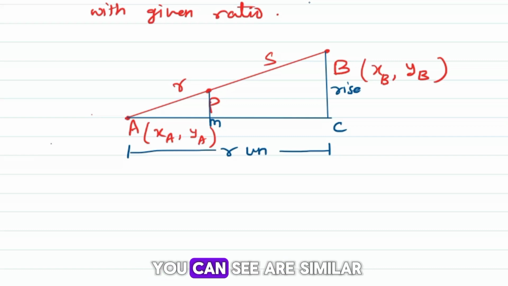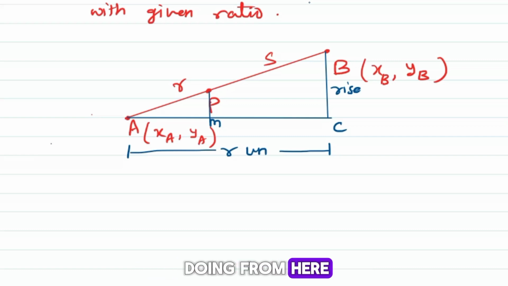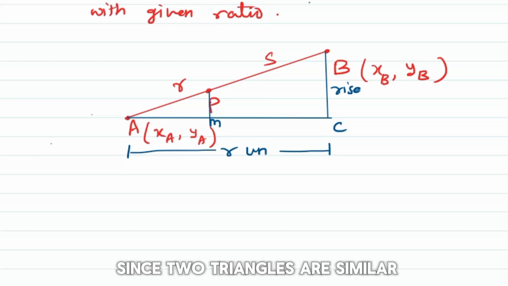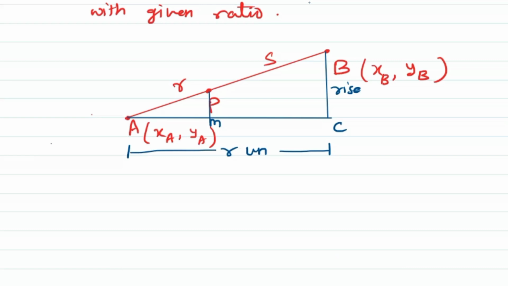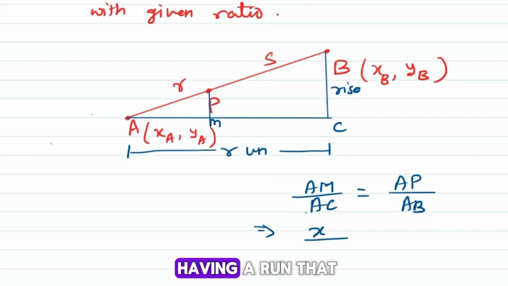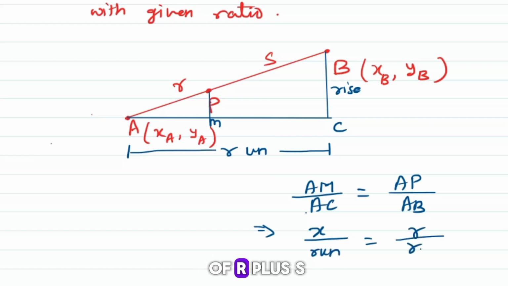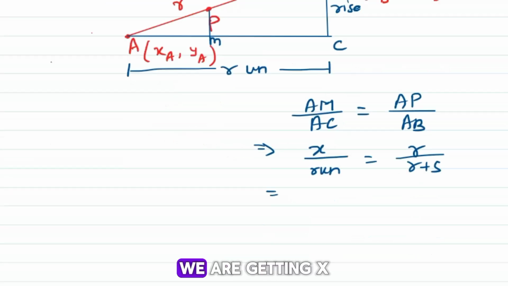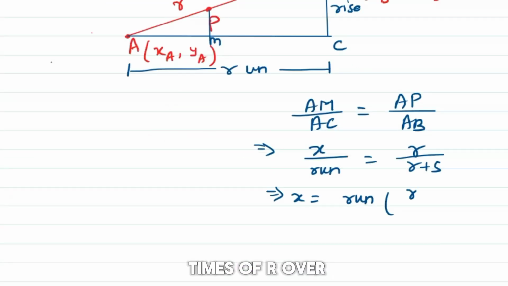Since these two triangles you can see are similar, can we say that AM over AC will be equal to AP over AB? So this implies that AM, which we need to find, let's say X, divided by AC, which is the run, is equal to AP, which is the ratio R, over AB, which is the sum R plus S. So from here we are getting X is equal to run times R over R plus S.